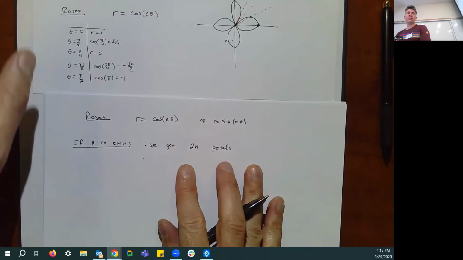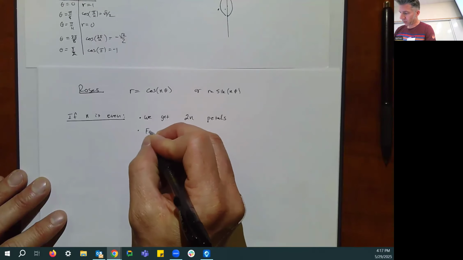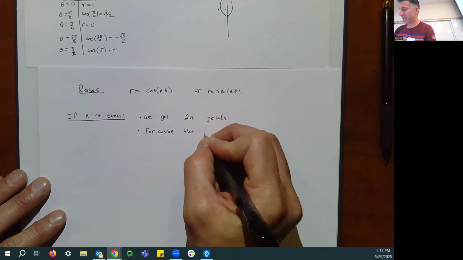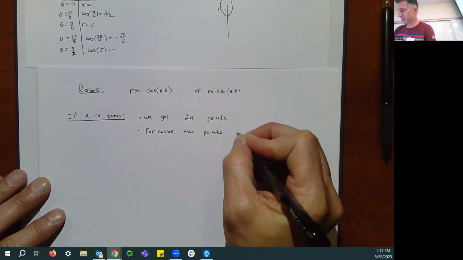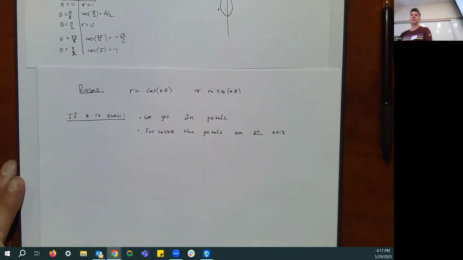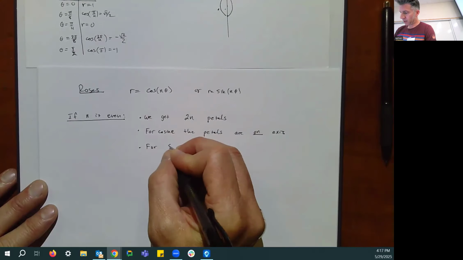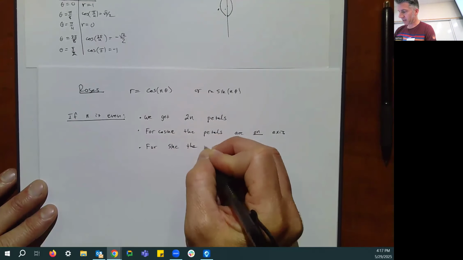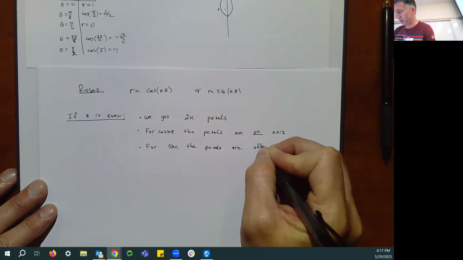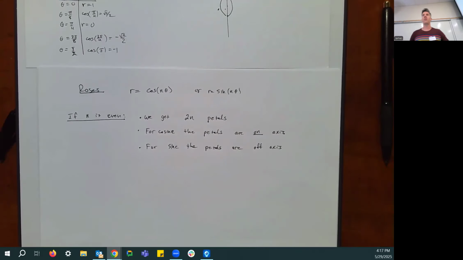The way I always think about this is if it's cosine, the petals are on axis. For sine, the petals are off axis. I will show you in a moment. I would draw this for you, except my drawings for these always suck beyond compare. They're hard for me to draw.